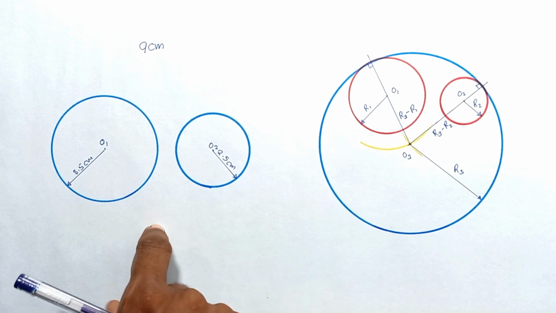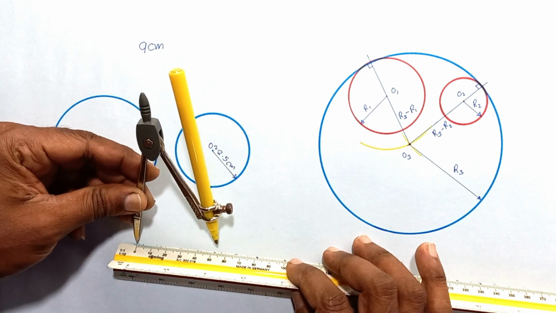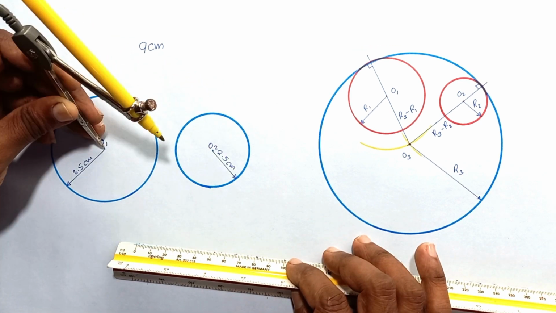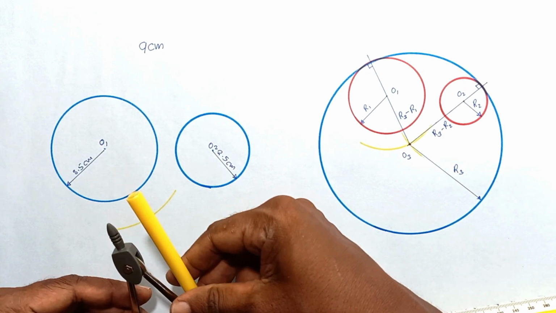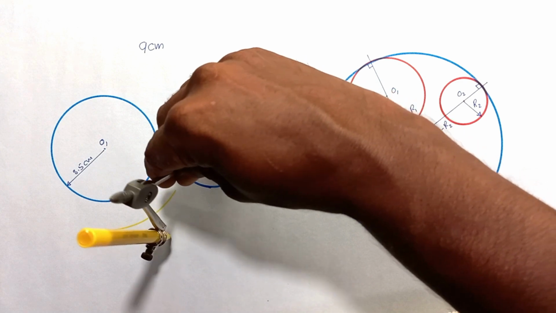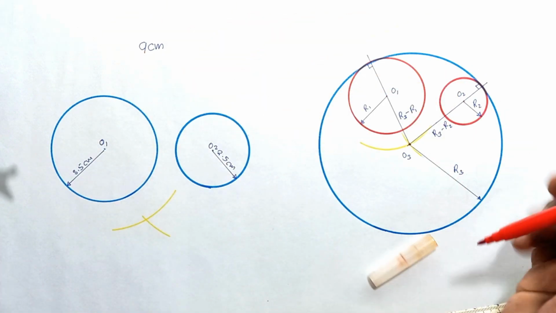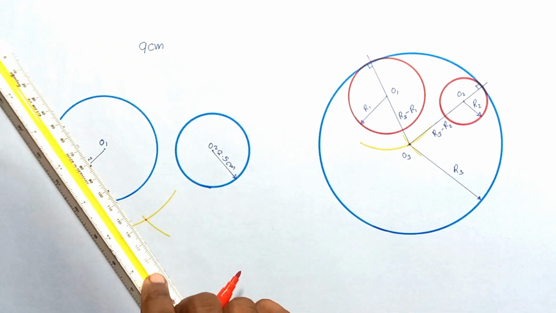First locate the center point of the arc. First of all, I am going to take the 5.5 centimeters to the compass and draw an arc like this. Then take 6.5 to the compass, draw an arc. Then there is the center point. Then we are going to extend this line.